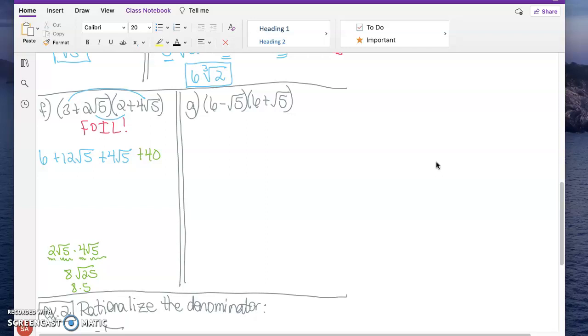And then I can combine like terms. These ones are like radicals. So I can add the coefficients. 12 and 4 makes 16. And then 6 plus 40 is 46.